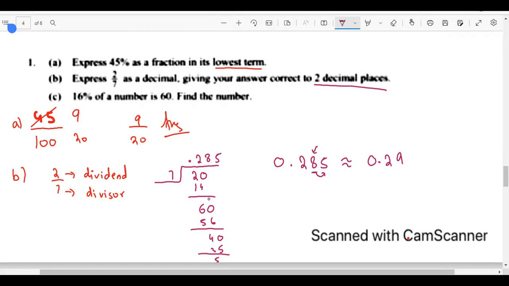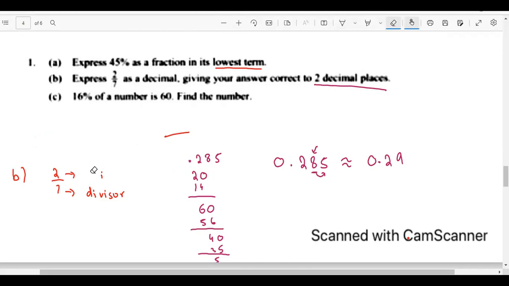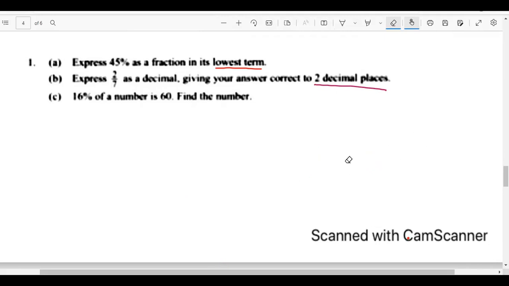So these were the first 2 parts that were important. The last part says, 16% of a number is 60. Find the number. Now, in order to understand this, we need to think about it logically. For this, I will be erasing the first 2 parts because this is a bit technical. Whatever question you see, be careful and be smart enough to write down the equivalent version of whatever you have.